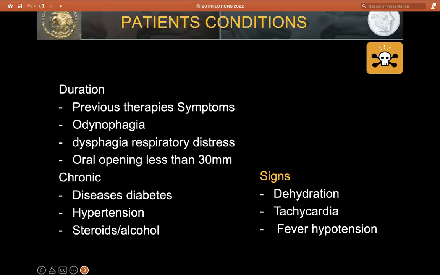Okay, so we need to understand the condition of the patient that comes to us. There are some patients with just a small infection that you can treat and see in a dental office, and others that we need to see in the hospital. So we need to understand that.